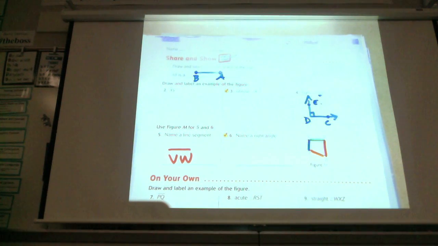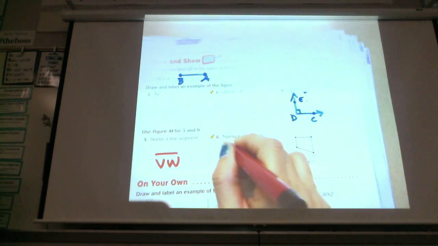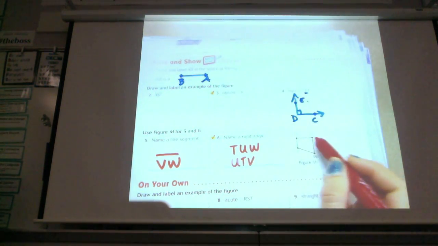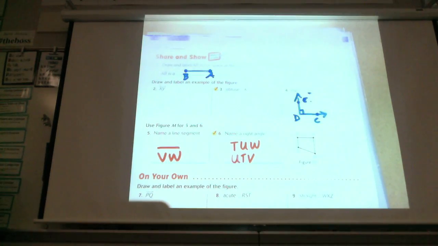Okay, the next one says, name a right angle. Preston, what did you come up with? TUW, and that's this one. Those are 2 right angles. Who knows how that's supposed to look? Ronnie? A little angle thing.